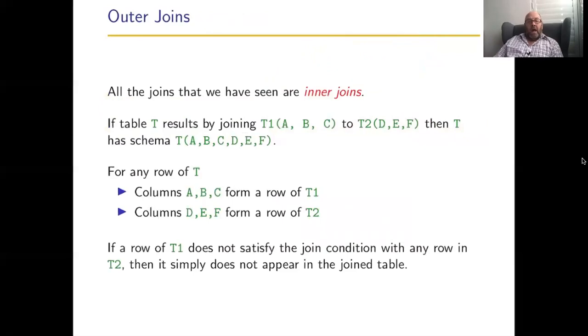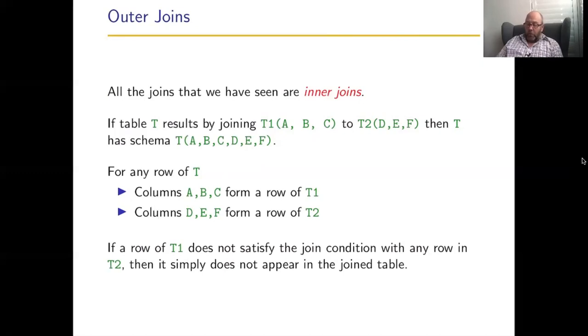Okay. We've seen a variety of joins, and all of the joins that we've seen so far are what are called inner joins, and what I want to talk about now are outer joins. And the reason that I'm talking about it now instead of when we talked about joins is because outer joins and null fundamentally go together.